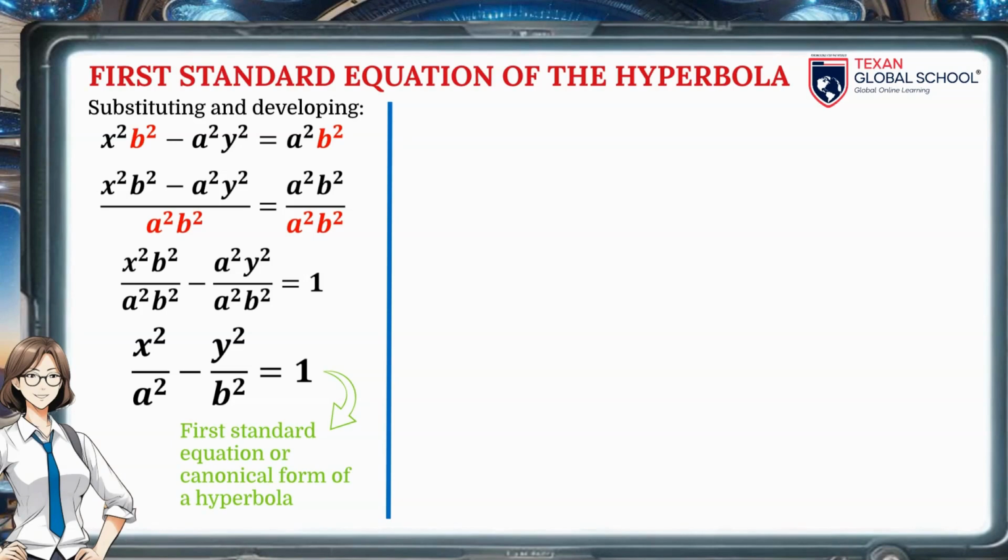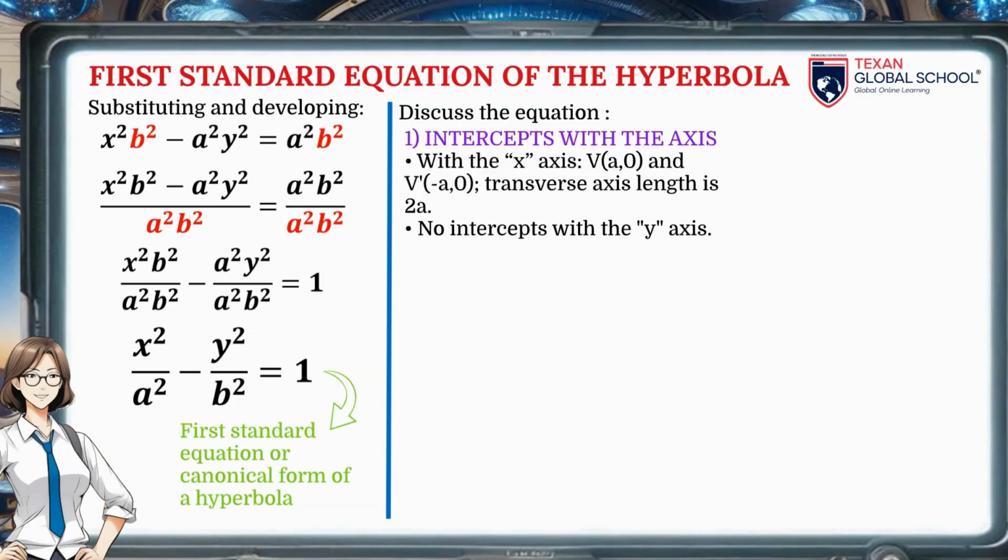If we discuss this hyperbola equation, start with the intercepts with the axis. Let us remember that the intercepts with the x-axis are obtained when y is equal to 0. So the intersections with the x-axis are the vertices of the hyperbola, and the length of the transverse axis is the constant defined as 2a.